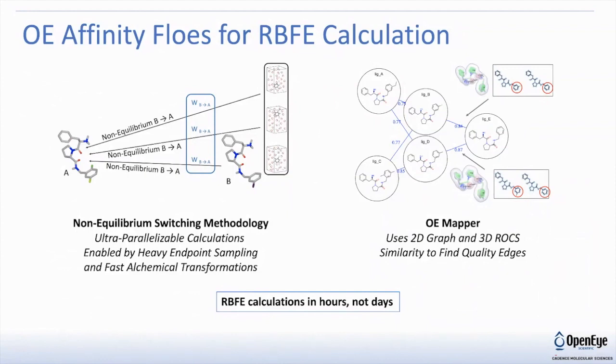Given that the flow assesses relative binding free energy, it is important to generate quality edge maps in advance. For this purpose, we have also created the OE mapper, which uses both 2D graph and 3D ROCS similarity to create quality edges in advance of the relative binding free energy calculation. When used in tandem, these flows can give reliable relative binding free energy assessments in hours, not days, and with substantial cost savings as well.